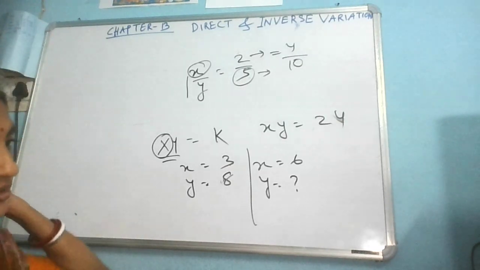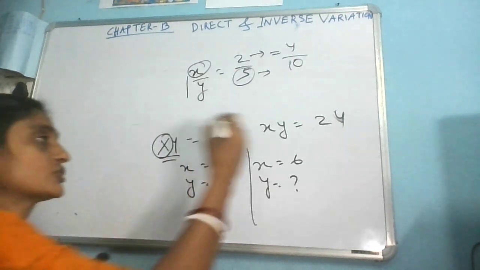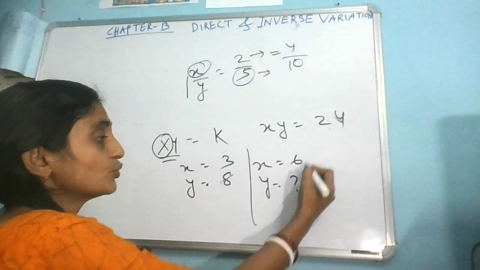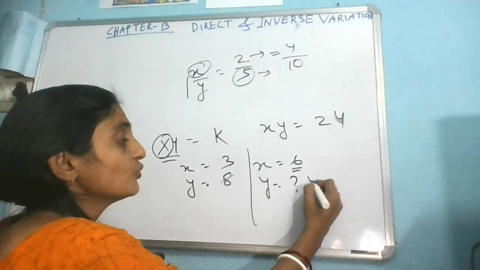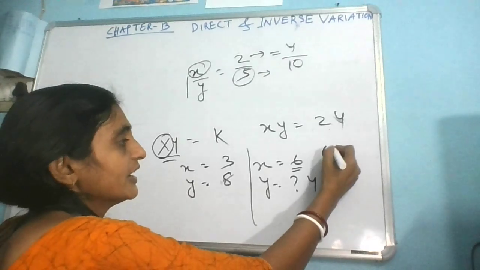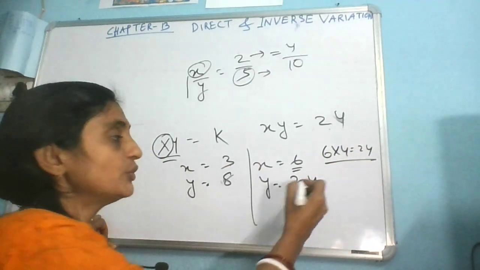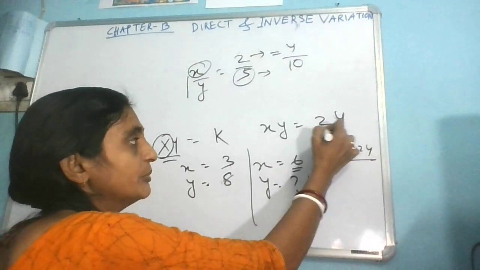As we are talking about inverse variation, to keep this product constant, as fixed, what will happen? x is already 6, so y will become 4. Then only, as 6 into 4 will be 24, we get that value 4, because the product will be fixed.